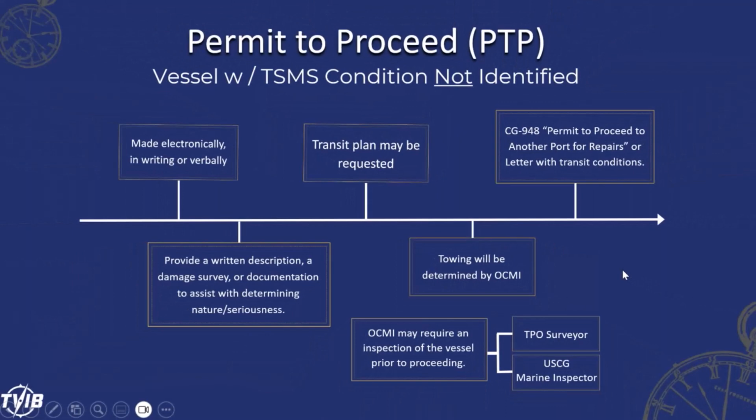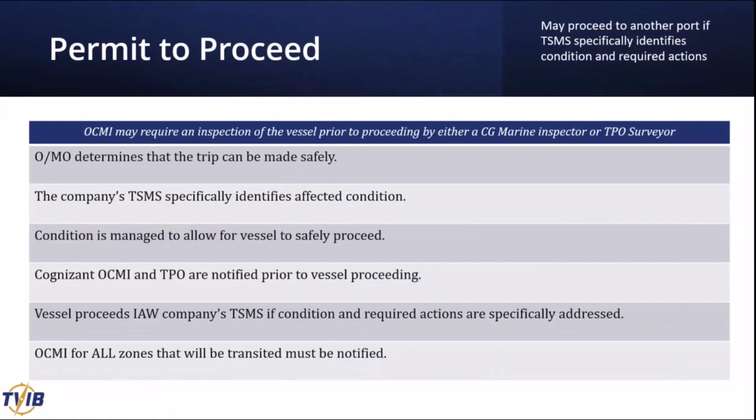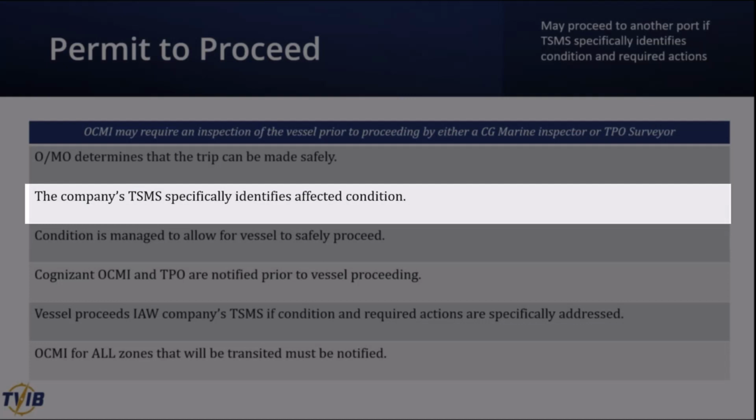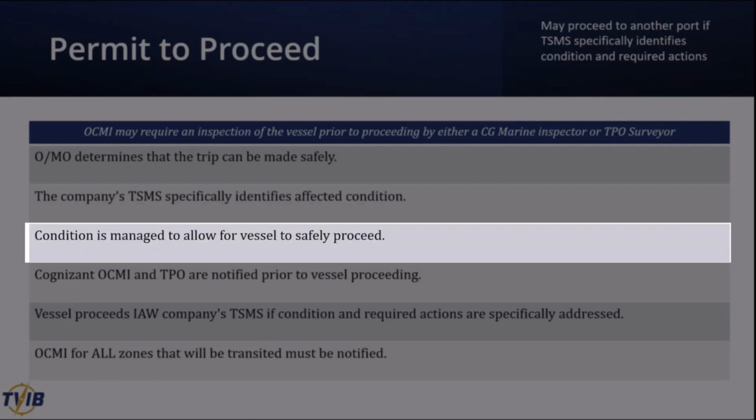Here we've just provided a timeline that reiterates and makes it easier to reference the information that we just discussed. So now let's dive into a TSMS that specifically identifies the condition and required actions under which the vessel may safely proceed to another port for permanent repairs. First, we want to make sure that the owner, managing operator, and the master make the determination that if the rest of this is addressed and all these actions are taken, the trip can be made safely. We want to identify that the company's TSMS specifically addresses the affected condition and how to manage the condition to allow for the vessel to safely proceed.